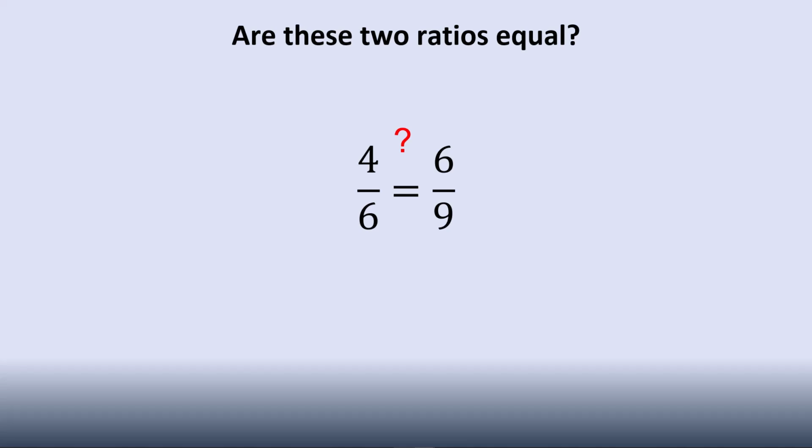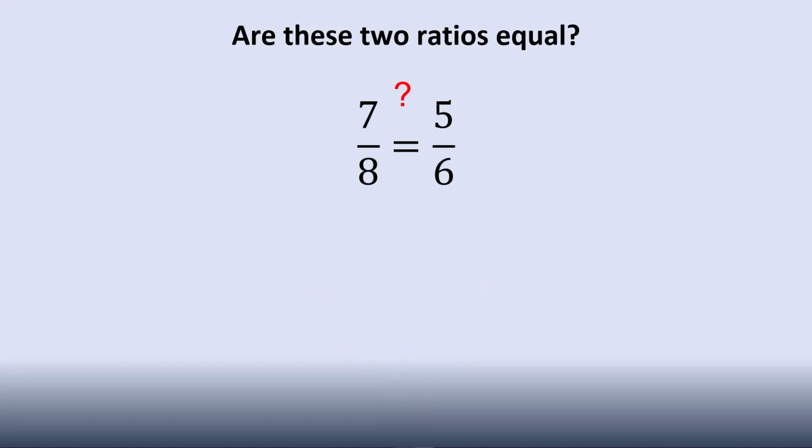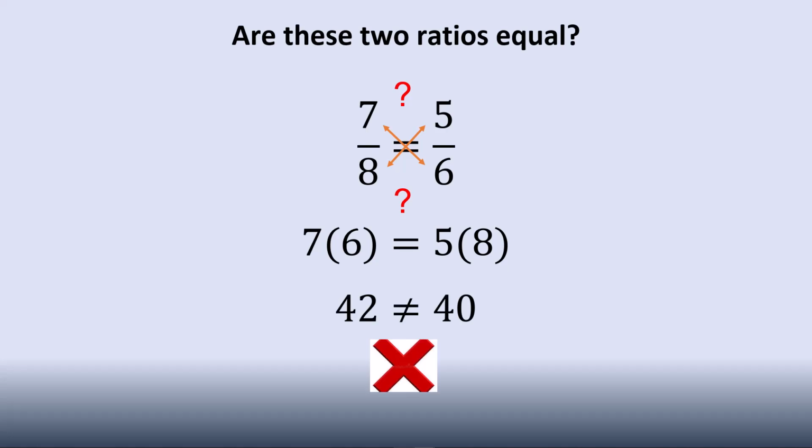Here is another example. Are these two ratios equal? The cross-multiply test proves they are, with both results equal to 36. Are these two ratios equal? Is this a proportion? No. The results of cross-multiplying result in different values, not an equation, and disproving the proportion.